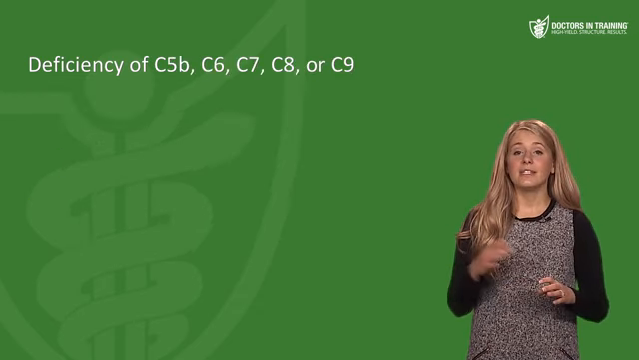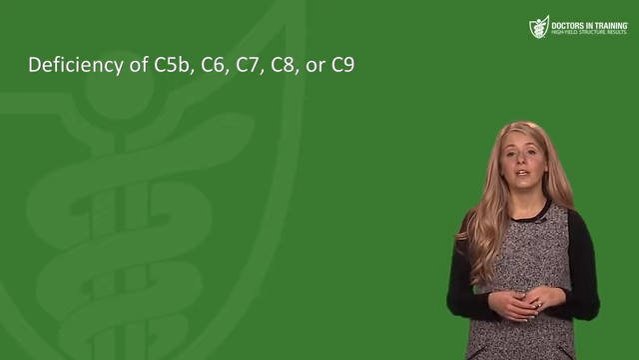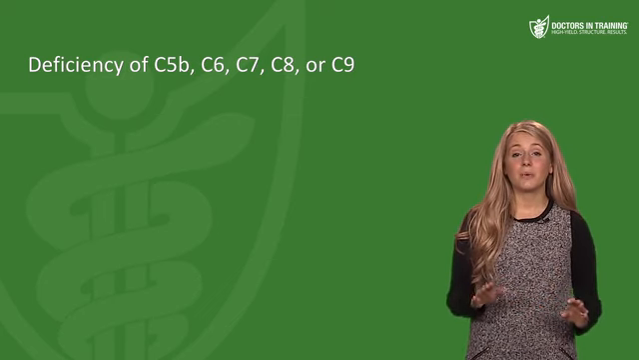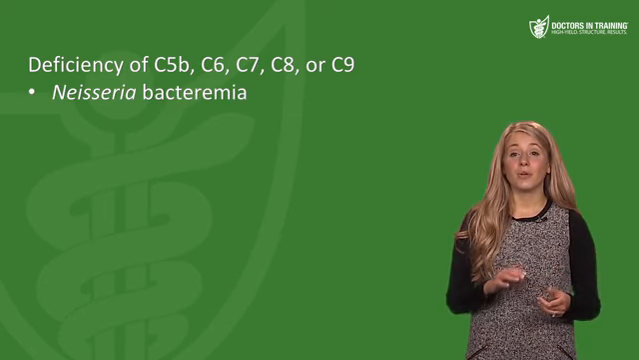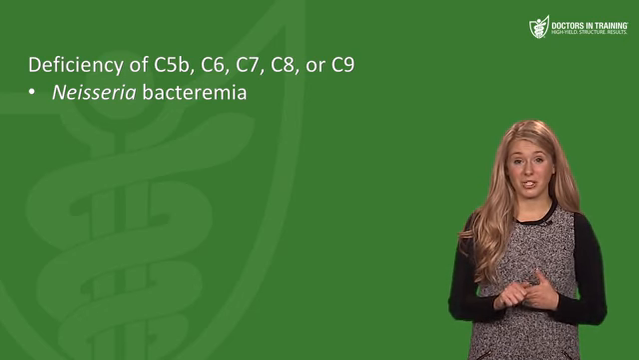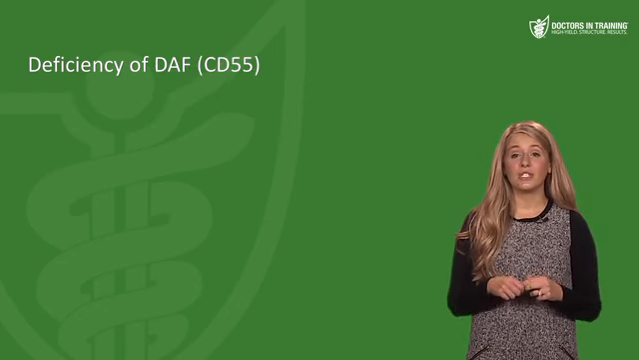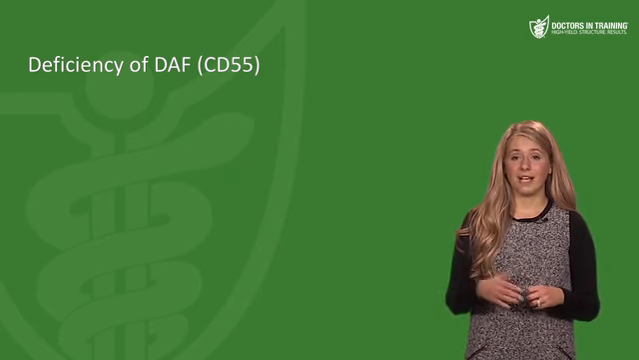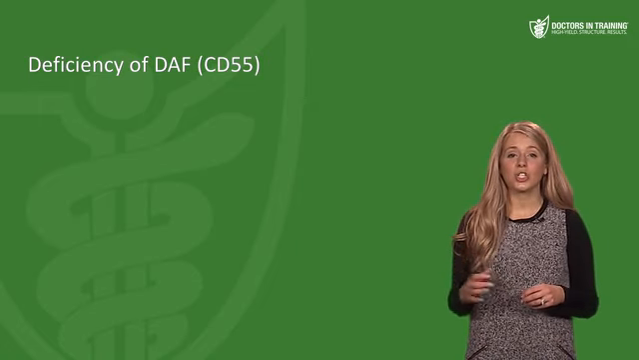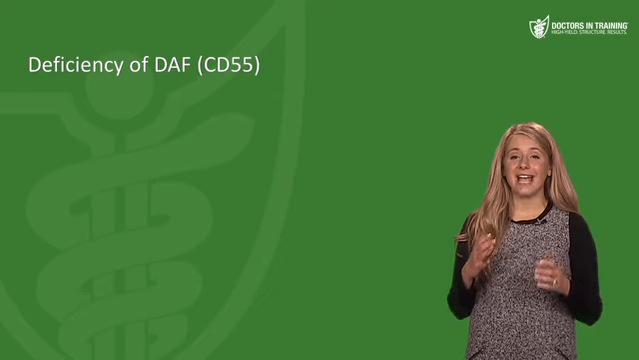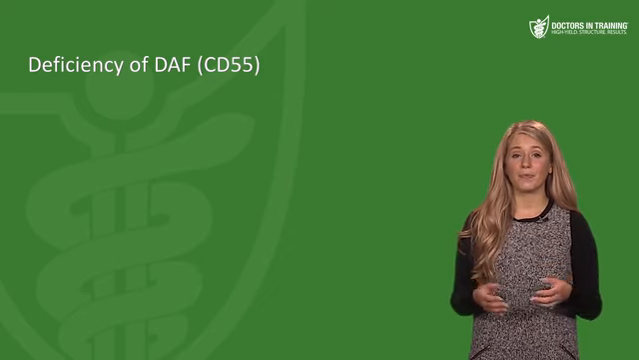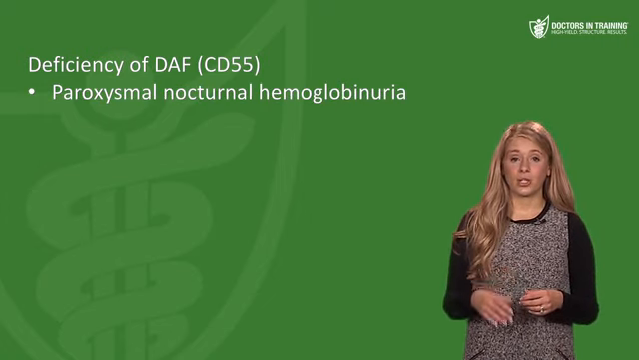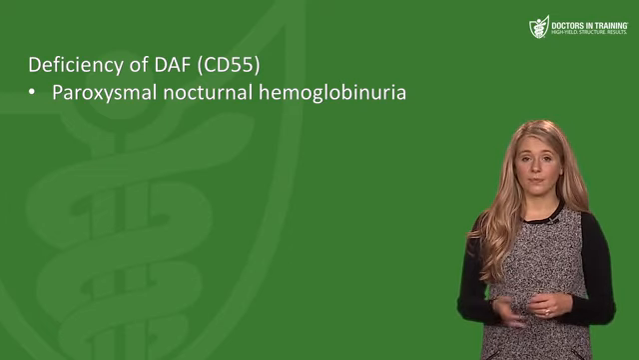Deficiency of C5b, C6, C7, C8, or C9 means you can't form the membrane attack complex. So deficiency of any of those will predispose to Neisseria bacteremia, both gonococcal infections and meningococcal infections. And there's also deficiency of decay accelerating factor, or DAF, which is also called CD55. DAF is a substance that helps to protect your own cells from complement that has spontaneously activated itself through the alternative pathway. So DAF deficiency leads to red cell lysis and a condition called paroxysmal nocturnal hemoglobinuria, or PNH.